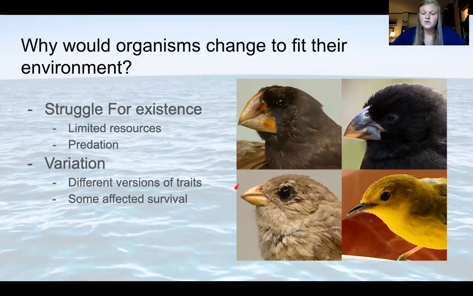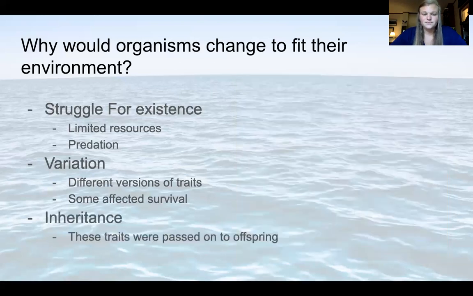Maybe this one reaches in for bugs and it also breaks the occasional nut. And this one, again, is closer, probably has to eat a little bit harder nuts. And so that variation, the birds with the stronger beaks could eat more nuts. And because there's limited resources, they got more of the nuts, they must have survived. And so that variation has an impact on the species because of that struggle for existence.